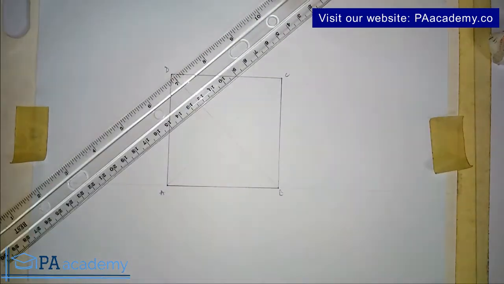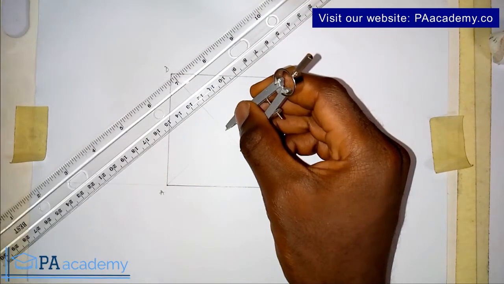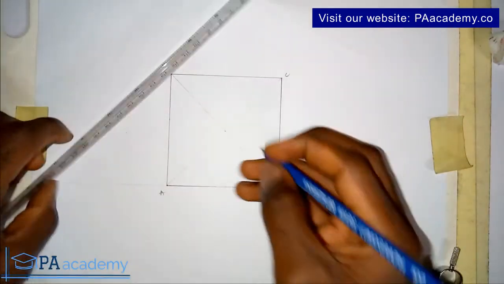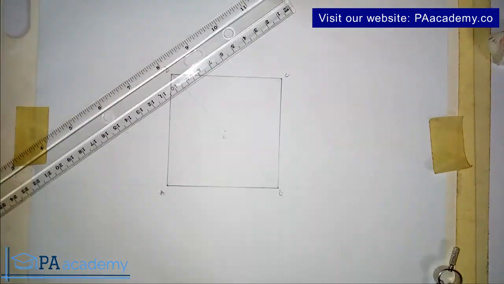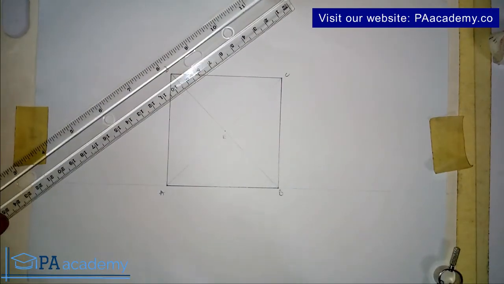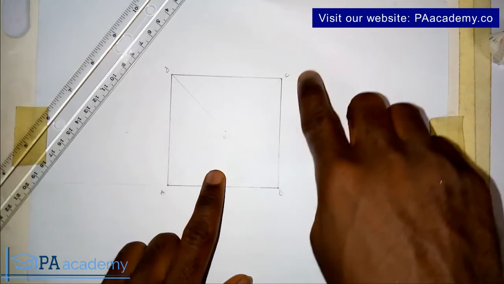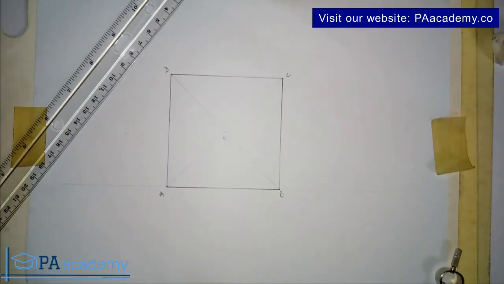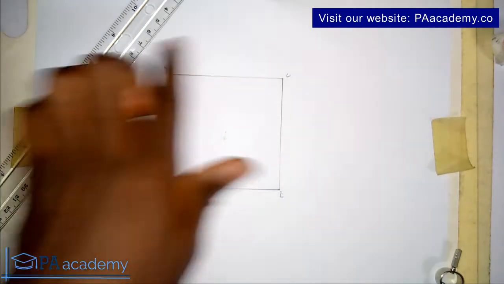So now let's note their point of intersection. The point of intersection is right here. Let's call it point E. So that's the point of intersection. From point E to point C, and then from point E to point D, represents one side of the square that is half the size of this main square.